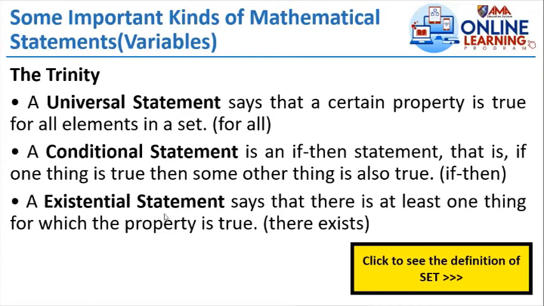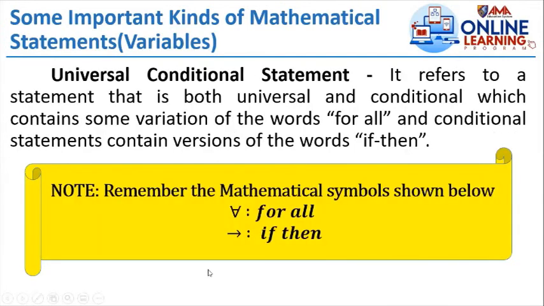So that's existential statement. So now let's have the combinations of this trinity. So first combination, we have the universal conditional statement. So this is a combination of a universal statement and then a conditional statement. So kumbaga, the statement has a variation of the words for all, and conditional statement contain versions of the words if-then. So this is the symbol for all or the universal statement, inverted A. And then kay conditional statement, that is if-then or the single-headed arrow.